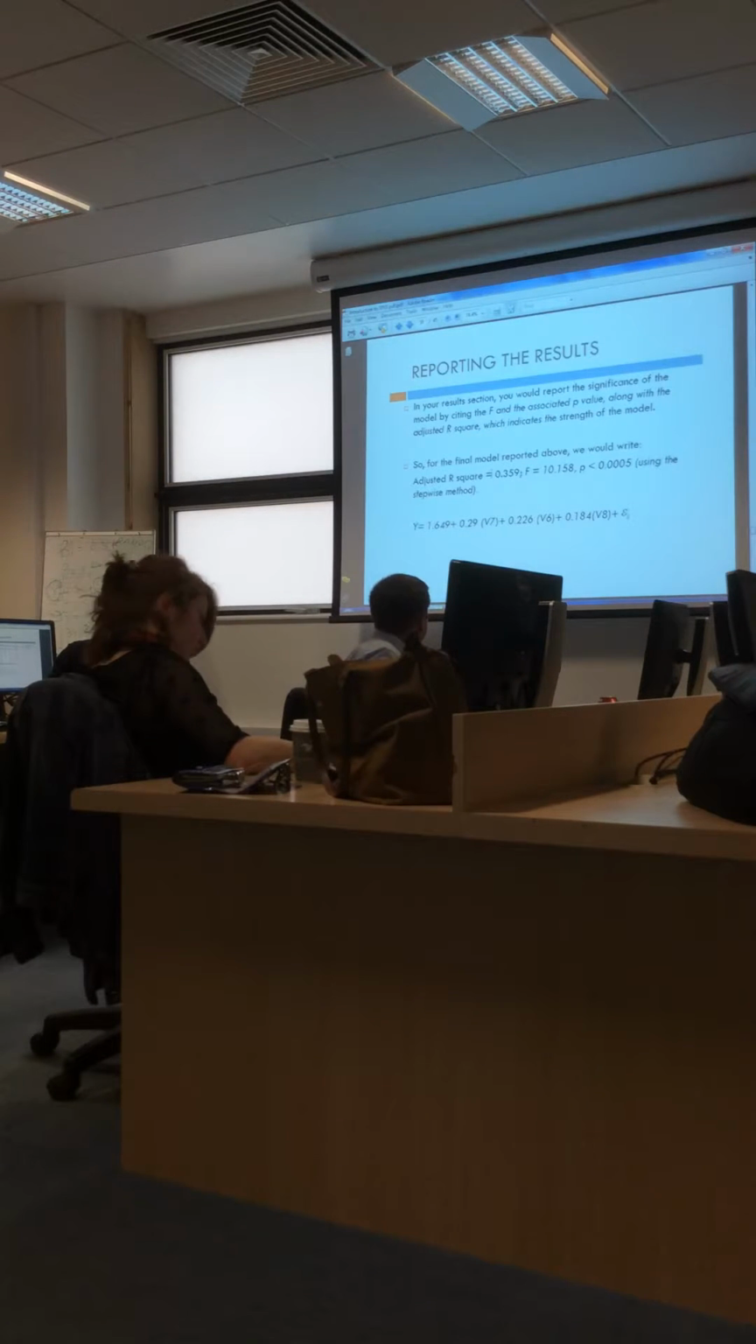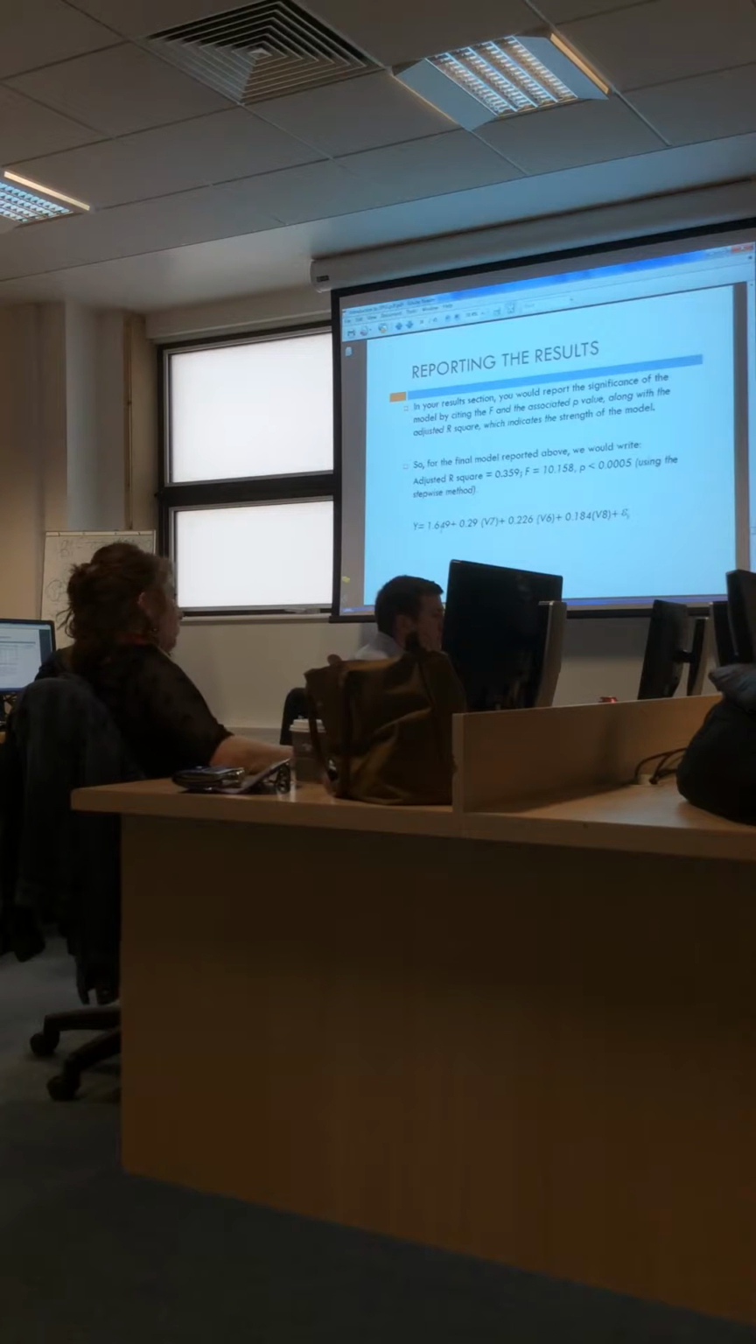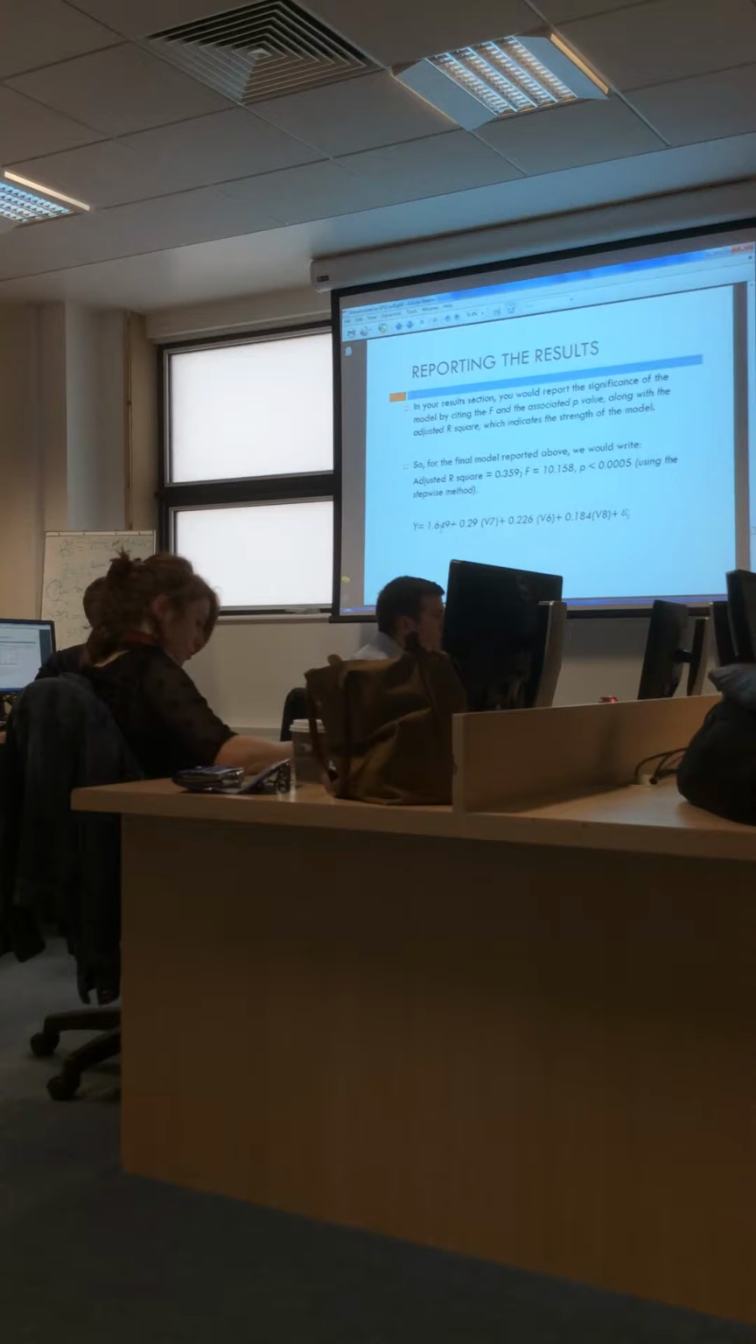So in this case, my adjusted R square was 35.9% variance. F is 10 at P less than 0.05 using the stepwise method. So this is my outcome variable. I can explain project success by this constant, 0.29 of V7, 0.226 of V6, plus 0.184 of V8, plus an error term. So we are saying we can predict project success knowing these three variables, and this is the proportion they contribute. So V7 contributes more, then we've got V6, and then V8.